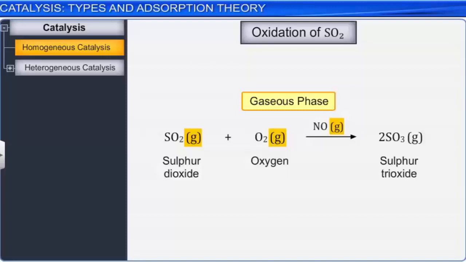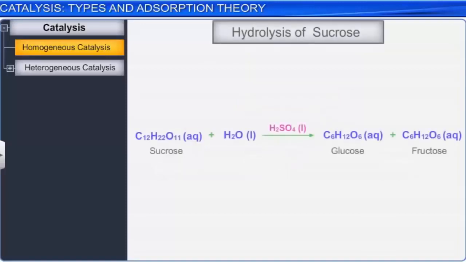Consider the hydrolysis of sucrose solution in the presence of dilute sulfuric acid. The catalyst, dilute sulfuric acid, is in the same phase as that of the reactant sucrose, that is, in the solution phase. Therefore, this reaction is also an example of homogeneous catalysis. Let us now discuss heterogeneous catalysis.